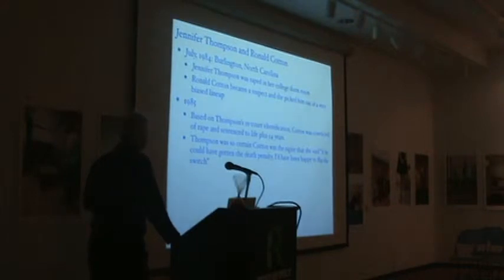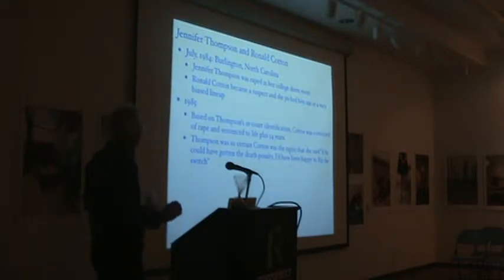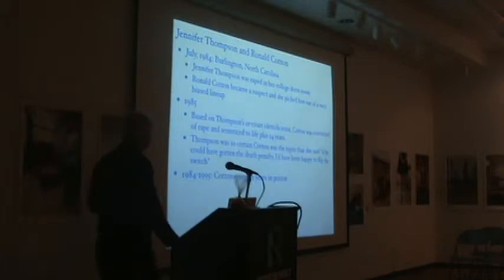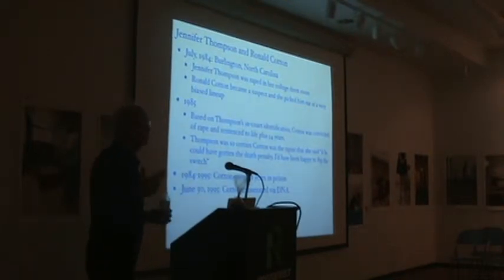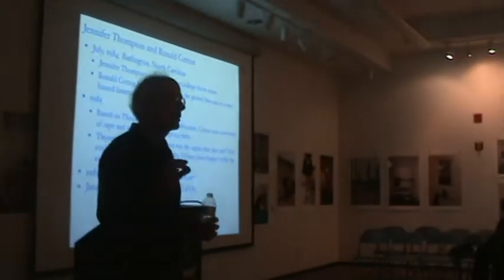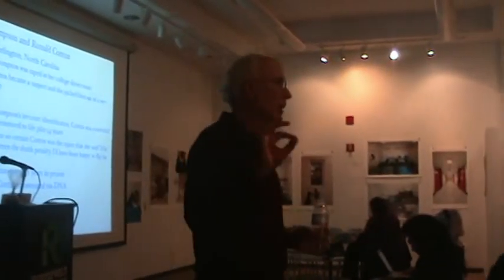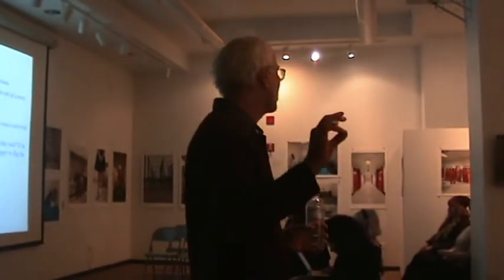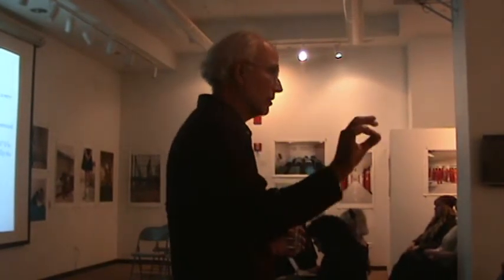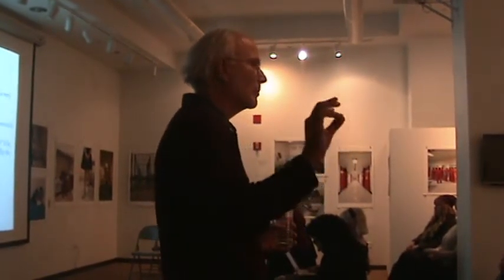Thompson was so certain that Cotton was the rapist that she said, and this is a quote, if he could have gotten the death penalty, I'd have been happy to flip the switch. She was that certain. This was the guy. So from 1984 to 1995, Cotton spent 11 years in prison. On June 30th, 1995, he was exonerated by DNA that not only ruled him out, but pointed to the actual guy who was the rapist, a guy named Bobby Poole.